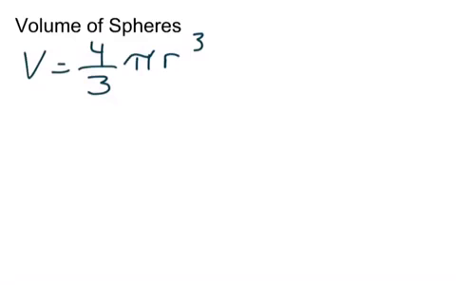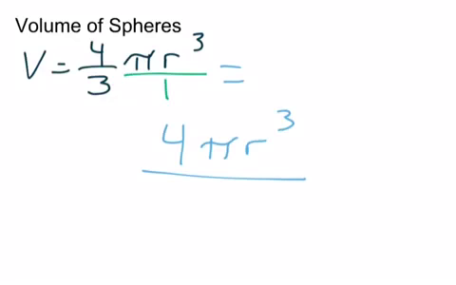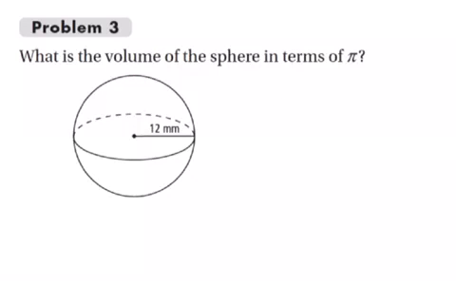So one way that you can look at this formula is to think of that pi r cubed as being over 1, and then of course you know how to multiply fractions straight across the top, straight across the bottom, and that will yield you 4 pi r cubed all over 3. And maybe that might be a more manageable way to look at the formula so that it makes sense to you. So, what is the volume of the sphere in terms of pi?